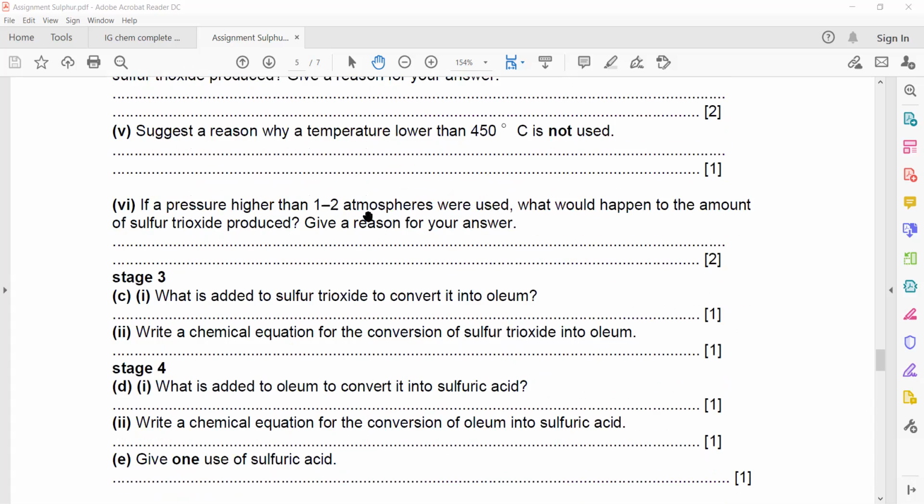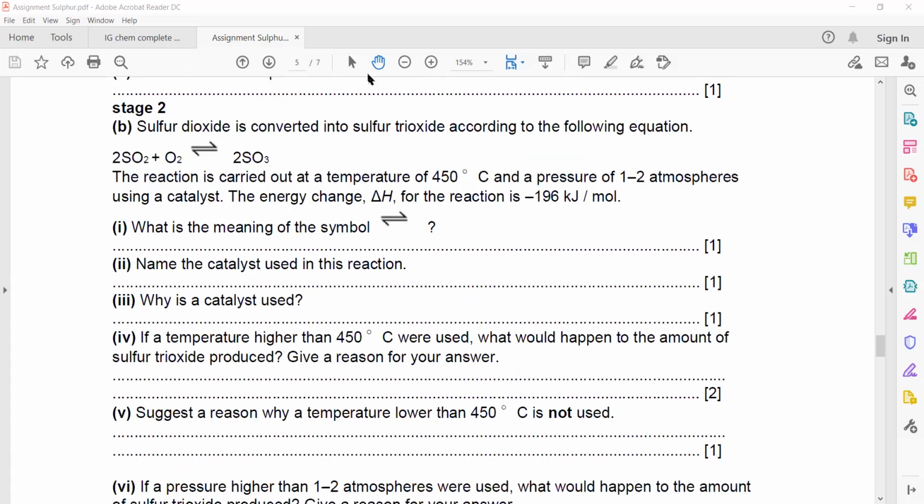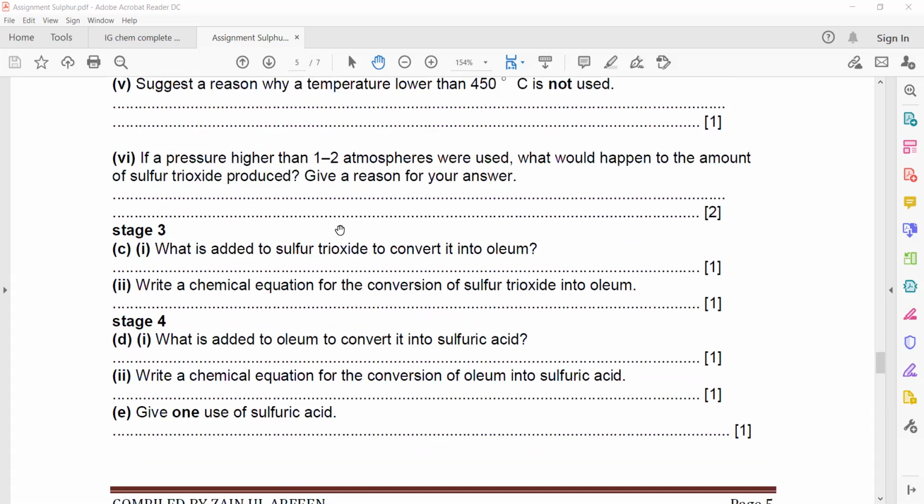If a pressure higher than 1 to 2 atmospheres is used, what would happen to the amount of sulfur trioxide? If we use a high pressure, then the equilibrium will shift towards the side where the number of moles is less. So the yield or amount of sulfur trioxide will increase. What is added to sulfur trioxide to convert it into oleum? So we add sulfuric acid.